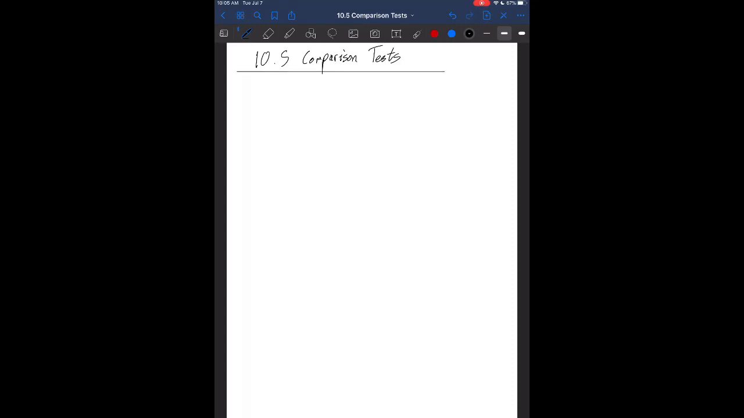So the first comparison test of the two that we are going to talk about today is what's called the divergence test. Okay, so the divergence test has two different parts to it. So if we have a series, the sum from k equals 0 to infinity of a_k, and we know that the limit of the terms, as k goes to infinity of a_k, is not equal to 0, then the series diverges.